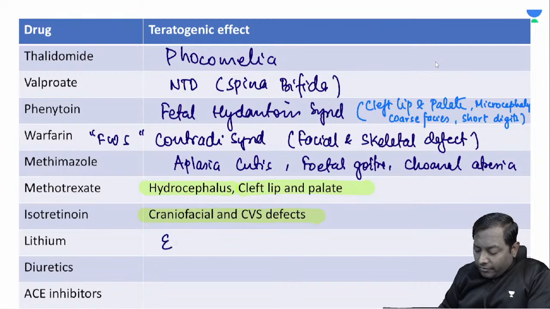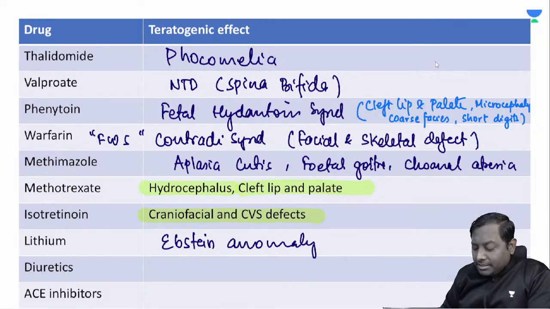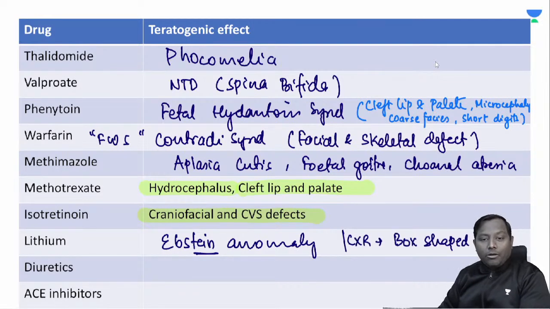Lithium, everyone's favorite, Ebstein anomaly. Ebstein anomaly, and all of you are already aware that it is the tin that makes the box. Therefore, on the chest X-ray, you will be getting a very characteristic finding known as a box-shaped heart. And it has already been asked in the 2019 FMGE examination. I have already incorporated it in FMGE solutions. You must have seen that.